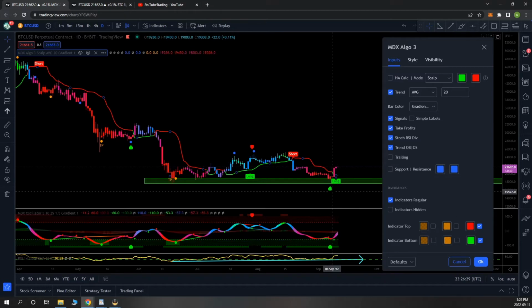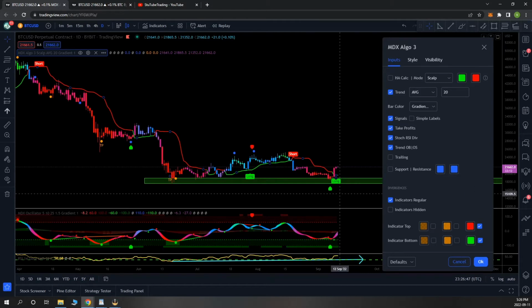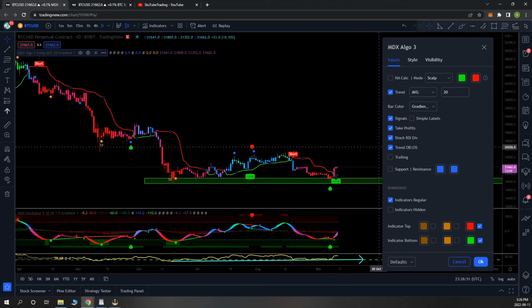Other than that, we have these indicator tops and bottoms. That would be these red and green signals here. You can turn those off if you choose. I personally like to have them on. It's nice if you're looking for a long entry and you start to see a whole bunch of green, you get a lot of these flashing at you. It's a bit of a warning sign that you might have a bottom coming into play.